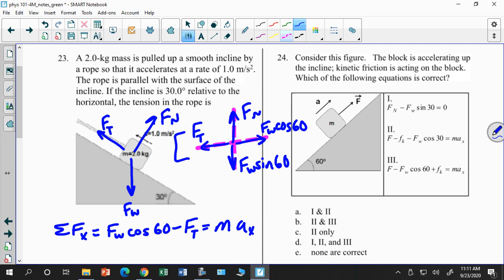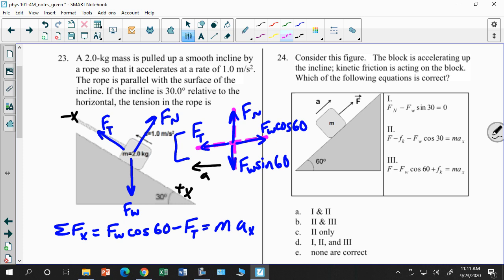In fact, my acceleration, that's where you've got to be really careful, is in that direction. So my acceleration is -1 meter per second squared. Did y'all see that little thing that I did? The acceleration, which is up the inclined plane, is in the negative x direction. This is our negative x. This is our positive x.